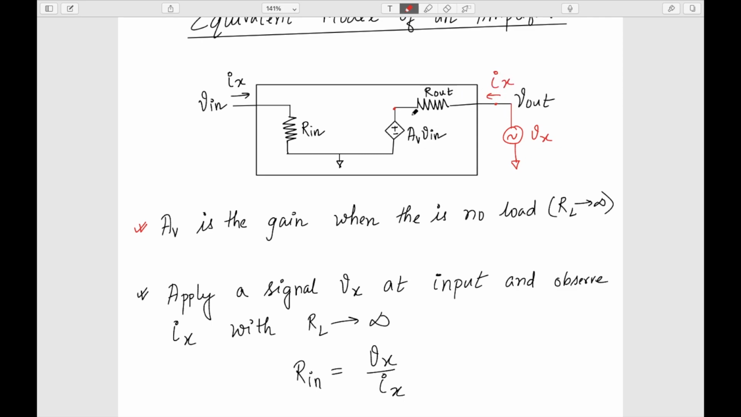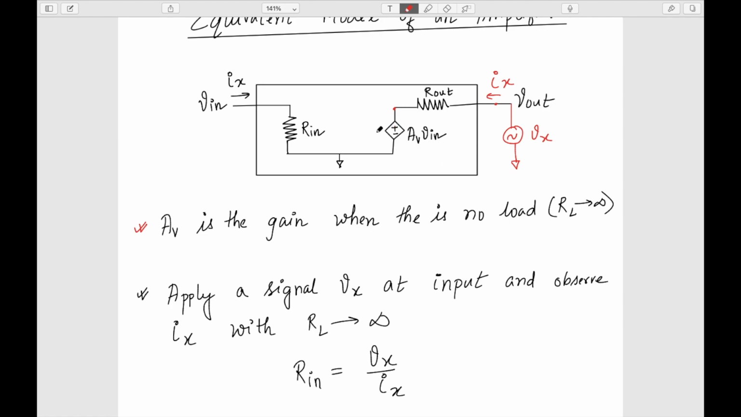But if you see here, this factor, which is a voltage dependent voltage source, it is dependent on this V in, right? It is going to interfere with this current Ix. Okay, so that means what I need to do is short this whole thing and make it zero. Then what will happen is, if I short this whole thing, then my R out will be nothing but the Vx by Ix. So just by observing the current that is going inside, by applying a signal Vx, I can find out my R out. Okay.